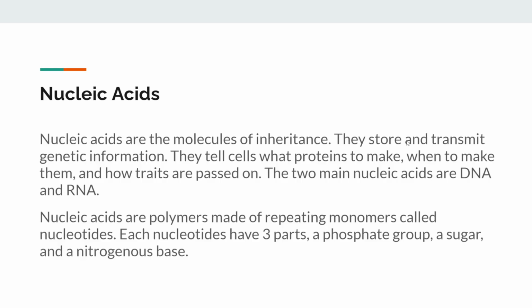Nucleic acids are the molecules of inheritance. They're basically genetic information. They tell cells what proteins to make and how traits are passed on. Nucleic acids are polymers. The monomers of nucleic acids are nucleotides, and each nucleotide has three parts.